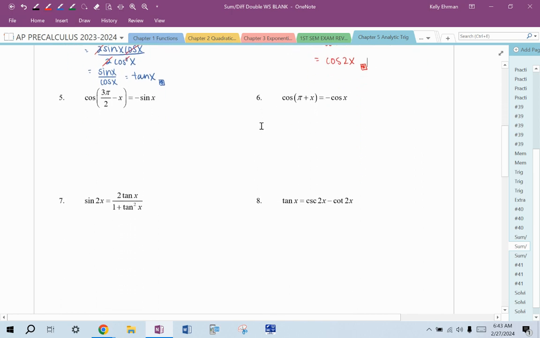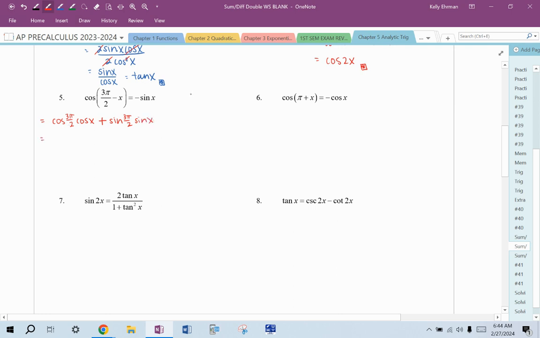Okay, back to sum and differences here. So cosine of 3 pi over 2 minus x. Now the cosine formula is cosine, cosine, sine, sine. So cosine of the first angle, cosine of the second angle. The sign in the middle is opposite, so plus sine of the first angle, sine of the second angle.